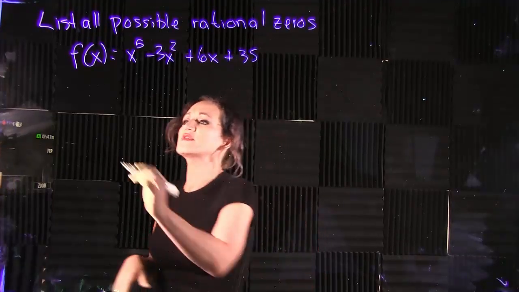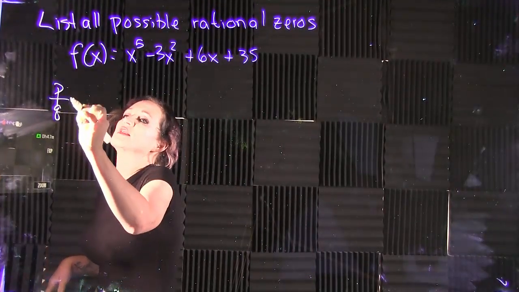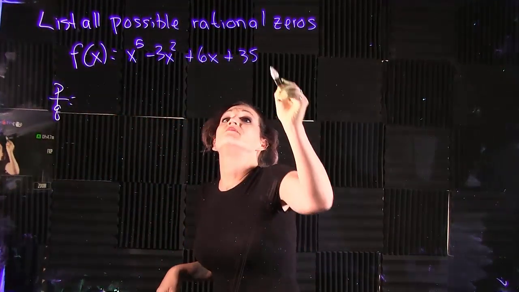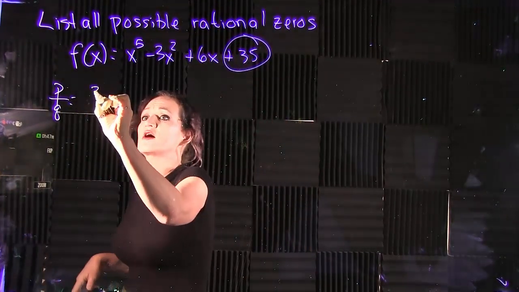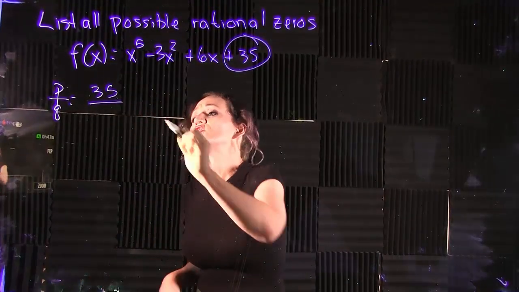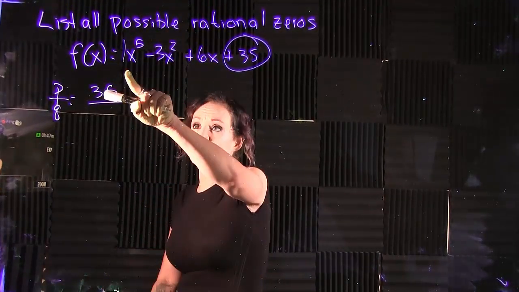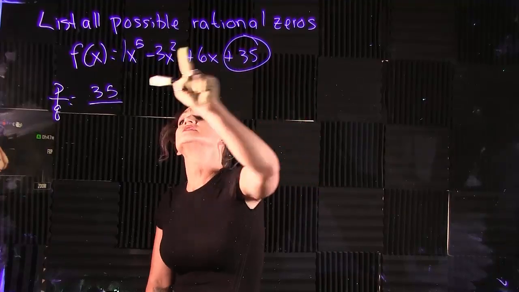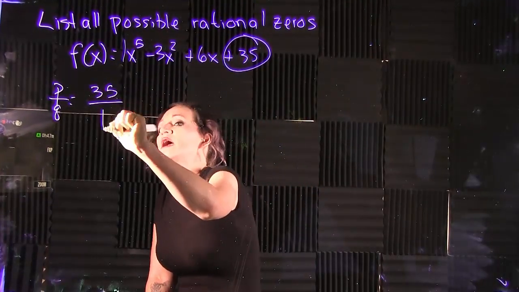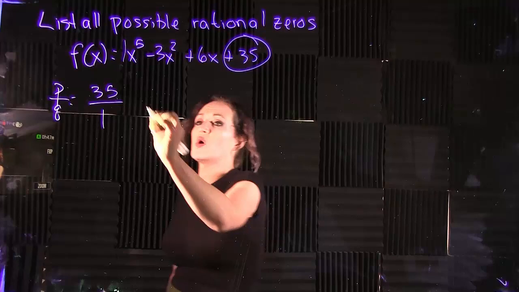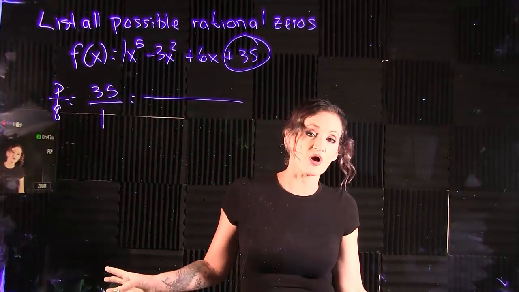The way that that works, you want to make a list that's going to come from P over Q. P is your constant, so for us that is a 35. Q is your leading coefficient, so think of it as the last number divided by the first number, and the first number is a 1. What you want to do is list all factors of these numbers.